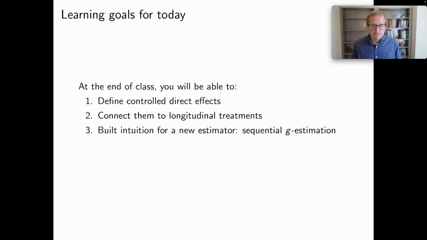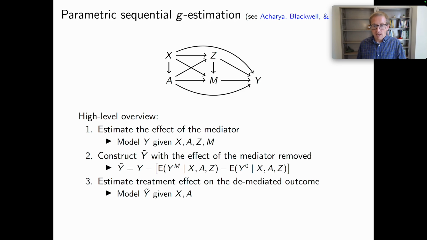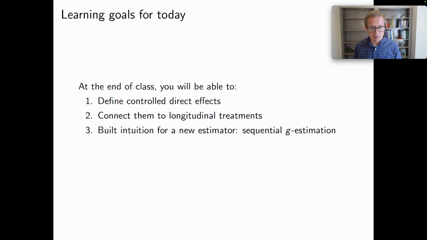To conclude, what we've done in this video is we've defined controlled direct effects and we've connected them to longitudinal treatments. By longitudinal treatment, I mean you have a treatment A that affects a mediator M that affects an outcome Y. This is kind of like having two treatments, a treatment A and then another treatment M, that happen longitudinally over time, where the first treatment affects the second treatment. We also built some intuition for a new estimator, which is called sequential G estimation.